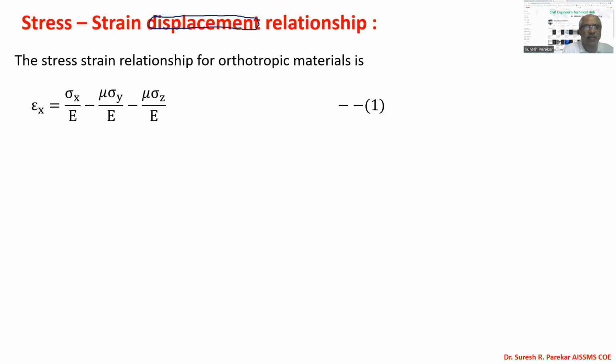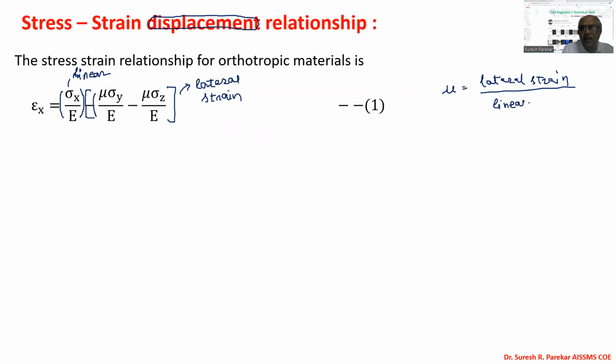Now epsilon X is sigma X by E. So this will be my normal, or better, linear strain. And then we have a minus sign, which I can also mention. And this will be my lateral strain. We know that linear strain into mu is lateral strain, because we have Poisson's ratio. If you remember, Poisson's ratio is equal to lateral strain upon linear strain.